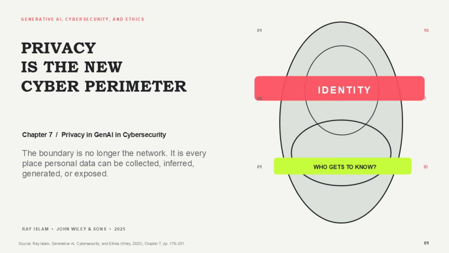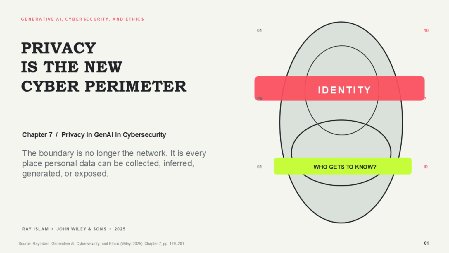Let's start with a simple idea that changes the whole cybersecurity conversation. Privacy is no longer sitting quietly behind the firewall. It has become the perimeter itself. Every time a GenAI system collects data, learns from it, generates an output, or infers something new, that perimeter moves. And that is fascinating, because the system may reveal information that nobody explicitly typed into it.